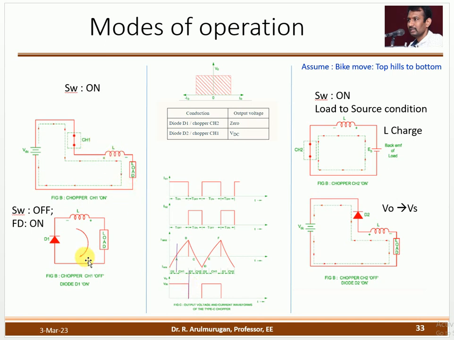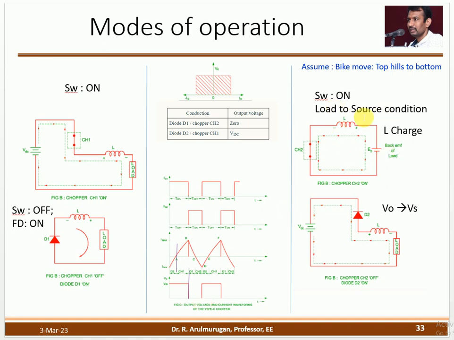Okay, then mode 2 condition. The switch is open. Then here the current goes through the diode. Here it forms the closed circuit. The stored energy in the inductance discharges, B to C. What about output voltage? Closed circuit, so output voltage is 0.